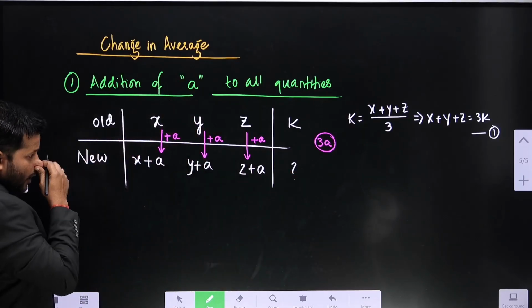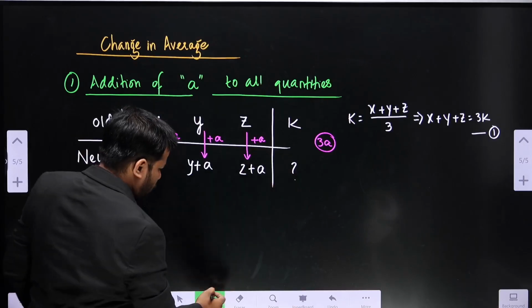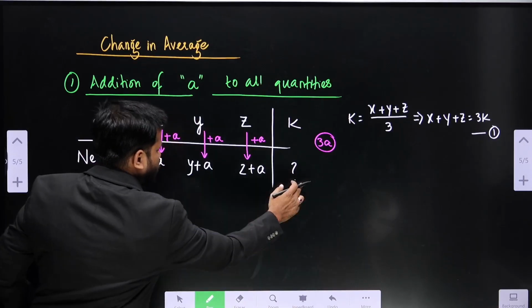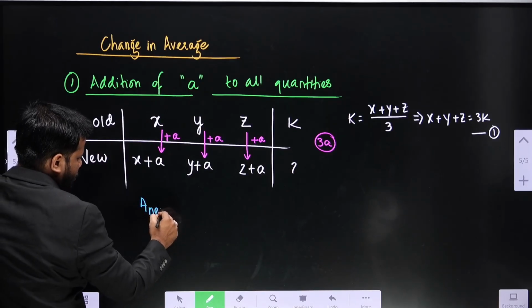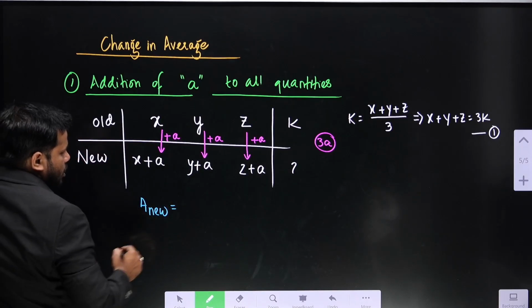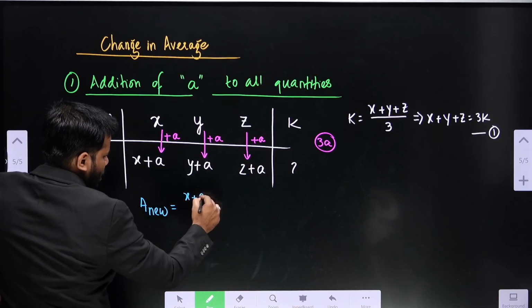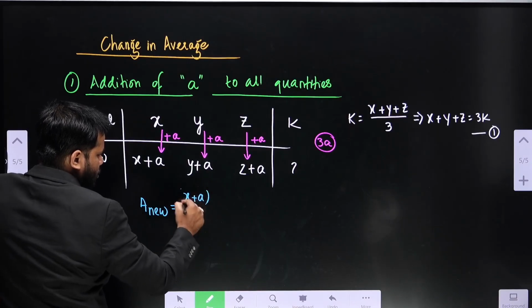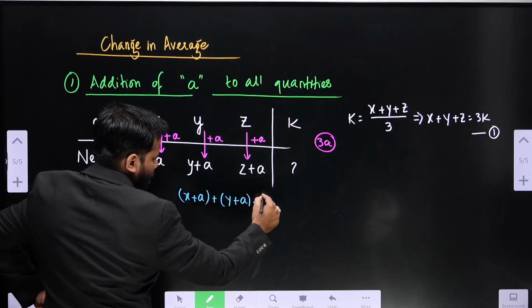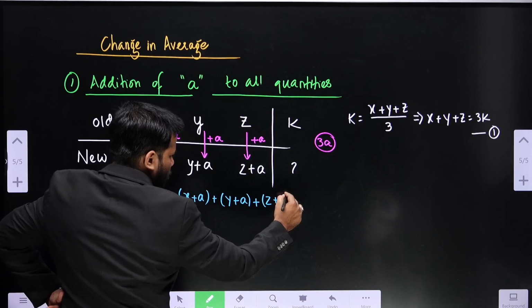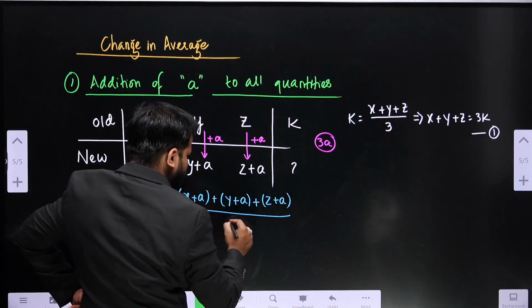Clear? Now I want to find the new average. If you want to find the new average, what will it be? The new average is nothing but x plus a, the sum of all the terms, y plus a and z plus a, whole divided by the total number of terms, which are how many?